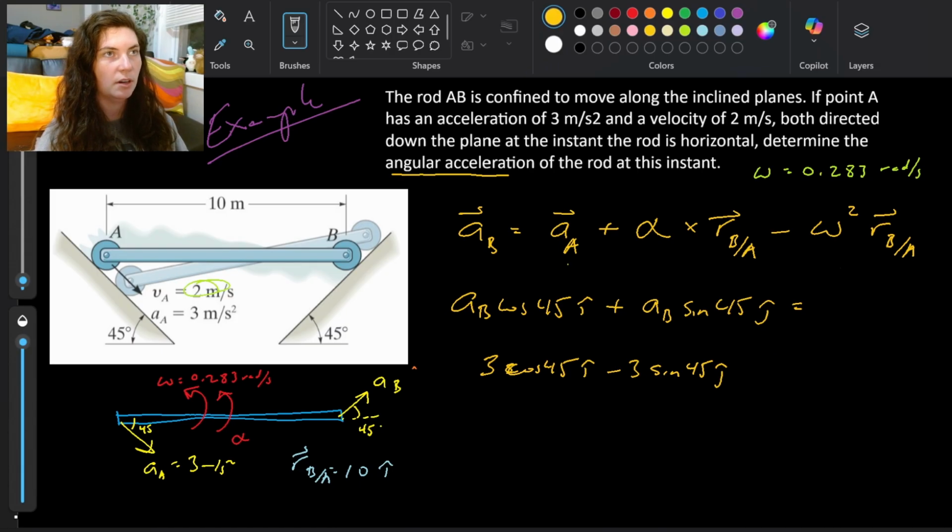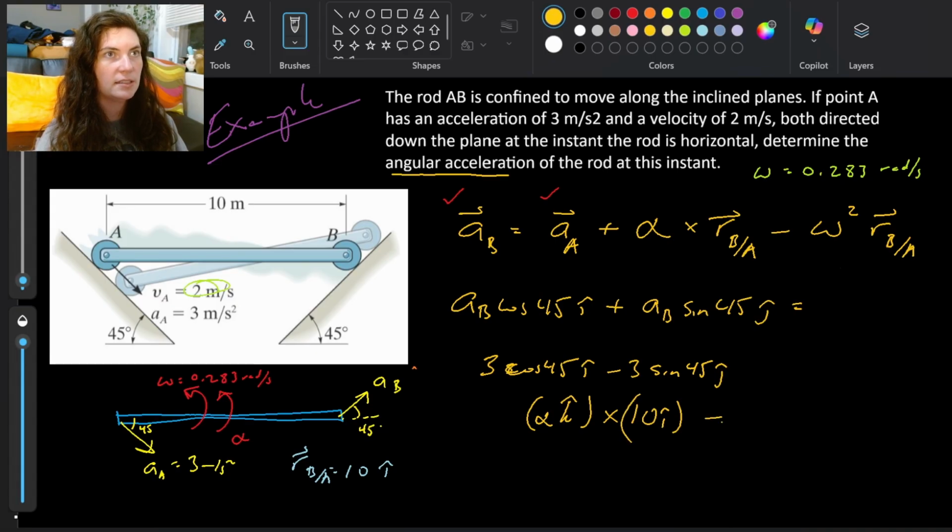We'll go ahead and mark these things as we get them done. So we've got B, we've got A. Next we'll do our alpha term. Alpha is going to be in the positive k direction, because it's going counterclockwise. So alpha k hat cross product with our r vector, which is 10 i hat.